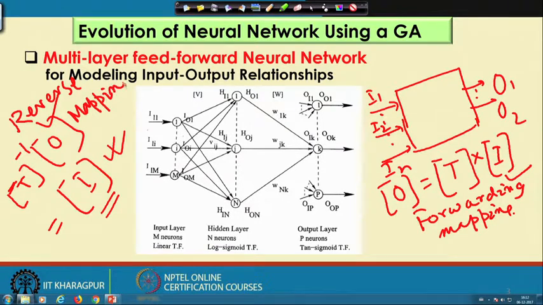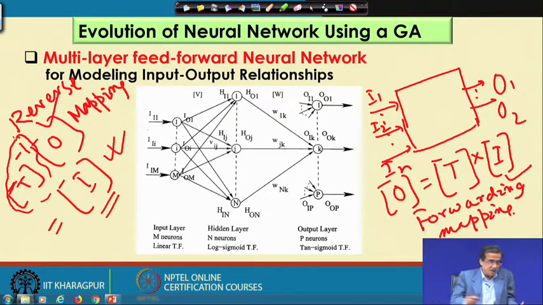Now, this reverse mapping problem we can solve provided we know the inverse of this particular transformation matrix, but for most of the problems the transformation matrix may not be a square matrix, and it may not be invertible. Now, if it is not invertible, we cannot very accurately find out this input output relationship in the reverse direction. Then how to solve this?